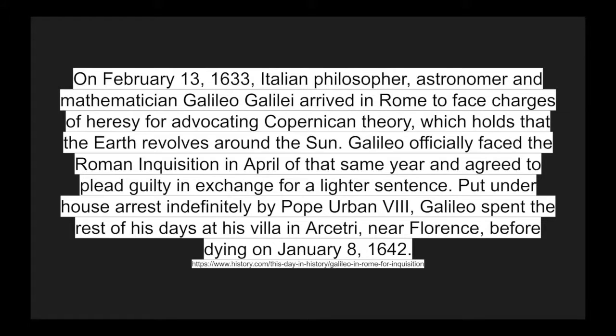For example, on February 13th, 1633, Italian philosopher, astronomer, and mathematician Galileo Galilei arrived in Rome to face charges of heresy for advocating Copernican theory, which holds that the Earth revolves around the sun. Galileo officially faced the Roman Inquisition in April of that same year and agreed to plead guilty in exchange for a lighter sentence. Put under house arrest indefinitely by Pope Urban VIII, Galileo spent the rest of his days in his villa in Arcetri near Florence, before dying on January 8, 1642.